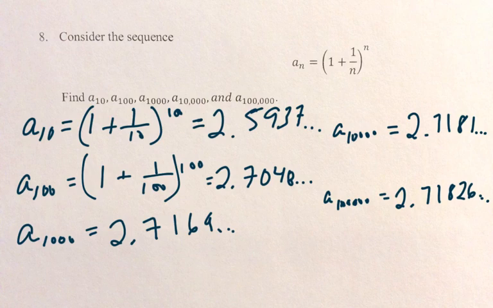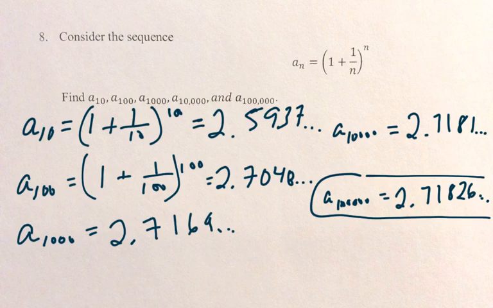You get, for a sub 10, 2.5937, etc. For a sub 100, we get 2.7048, etc. And we keep going and going. And when we get a sub 100,000, we get 2.71826, etc. And if you were to look at the number e, this is getting really approximately close to that.